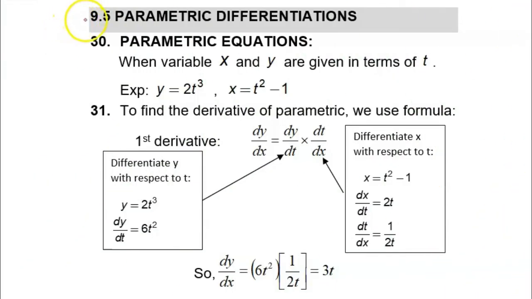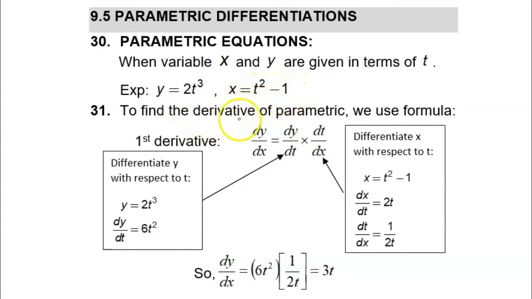In this lesson, we are going to discuss parametric differentiation. Parametric equations are when variables x and y are given in terms of t. For example, y equals 2t cubed, x equals t squared minus 1.